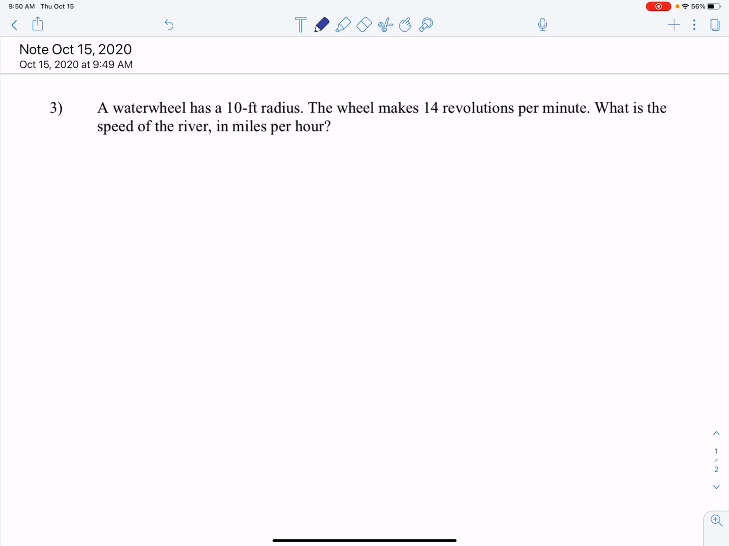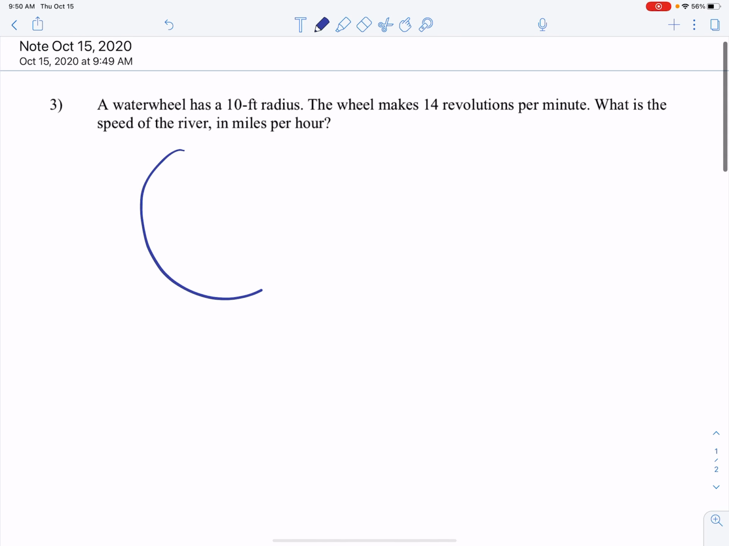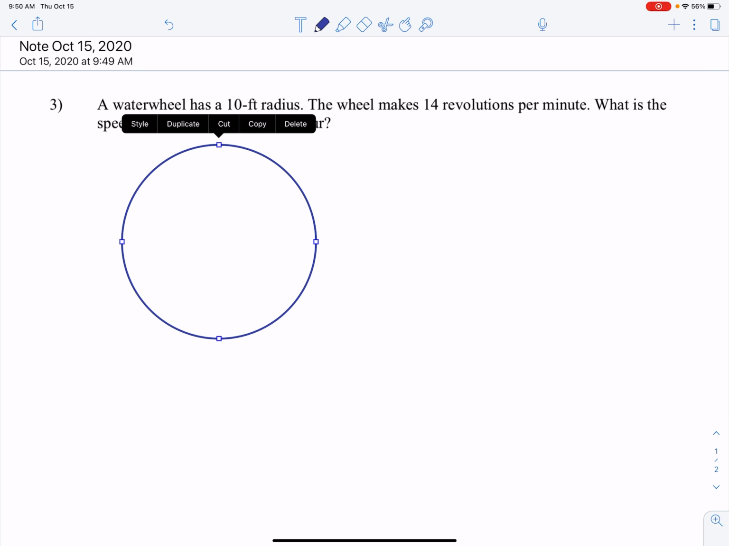So in this problem, we not only get to see how angular and linear velocity work, we also get to see how unit conversions work. So it's nice to see those all together. So picture a water wheel. I'm just going to draw a circle, and we're going to say that it has a 10-foot radius.